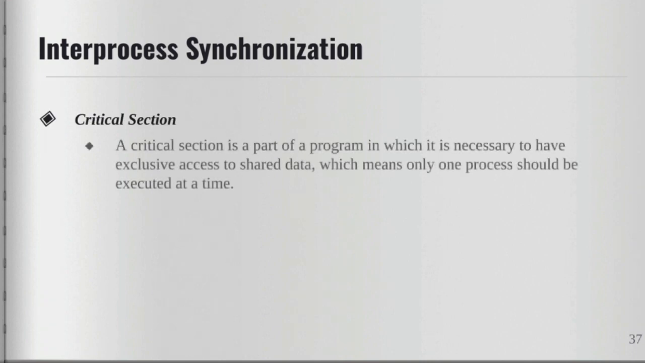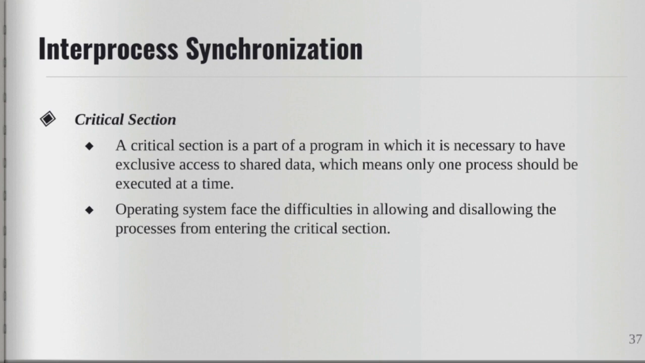Okay. So we need to ensure that the processes are synchronized. The first thing we have is the critical section. Now, what is a critical section? Well, a critical section is a part of a program in which it is necessary to have exclusive access to the shared data, which means only one process should be executed at a time, and that shared data should be given to that process.